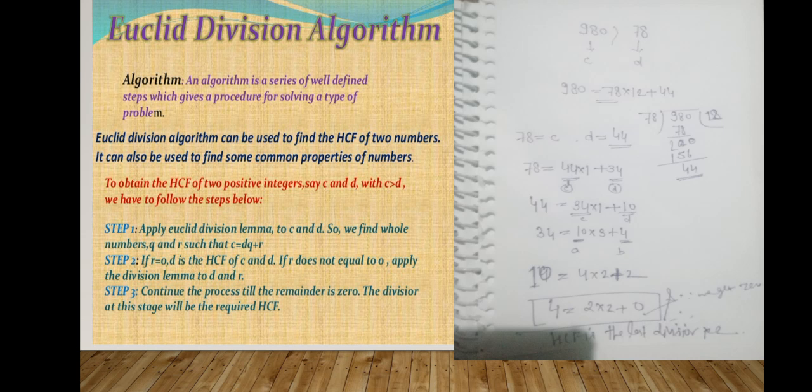Again applying the same, we get 78 is equal to 44 into 1 plus 34. Proceeding in the same way, finally we get 10 is equal to 4 into 2 plus 2, and 4 is equal to 2 into 2 plus 0. Hence, now we are in step 2. If R is 0, D is the HCF of C and D. Then we can say if R does not equal 0, apply the division lemma to D and R. But finally, if you get 0, then the HCF is the last divisor.